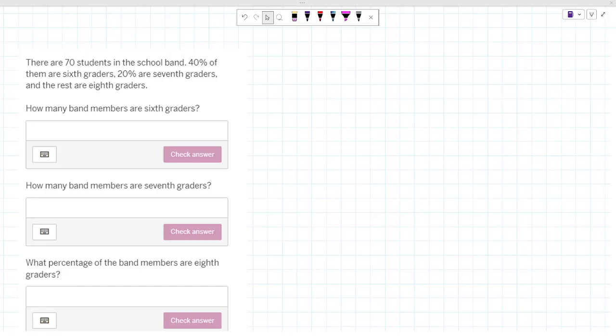So first, let's think about how we might solve this using a tape diagram, since that's been our big tool that we've used this lesson so far. So we have 40% of them are 6th graders. I'm just taking notes. 20% 7th graders. So what do you notice about these two percentages? 40% and 20%. What do they have in common?